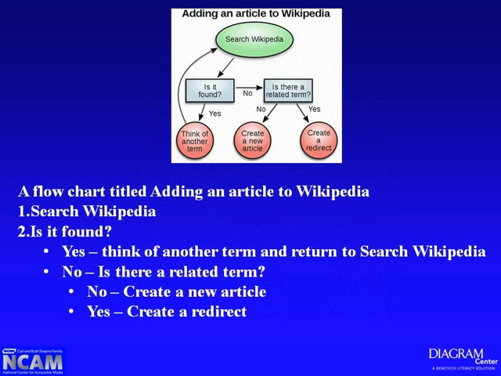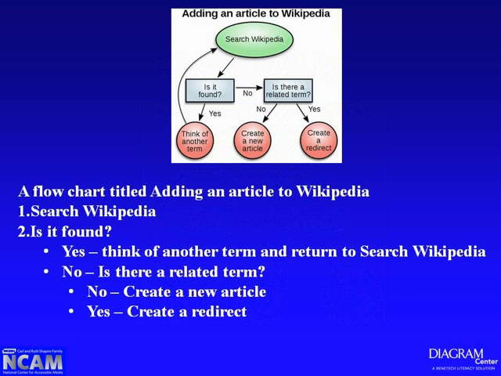We have the title, a flowchart titled Adding an Article to Wikipedia. And we have two major steps: Search Wikipedia, and then a question: is it found? Okay? And then what are the two possible outcomes, yes or no? For yes, we combined that entire loop. So is it found? Yes. Think of another term, search Wikipedia. Because there's no alternative. That's the direction you're going to go.